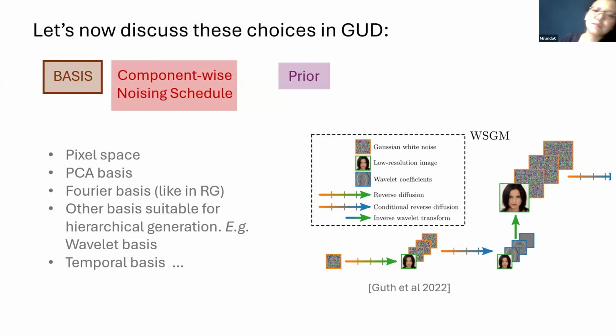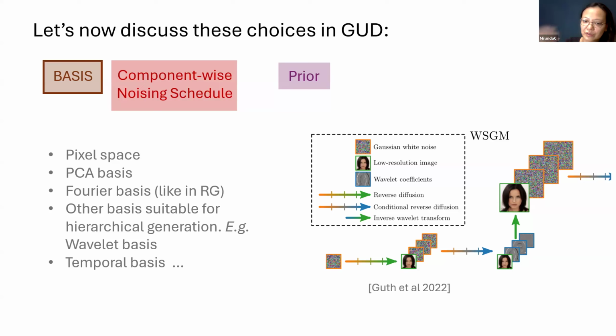Okay, so now I have told you what are the new choices that you could have in this GUD model. So let's now discuss how to make these choices and what choices are particularly interesting to us. So let's start with the basis. Okay, so you could do things as usual.